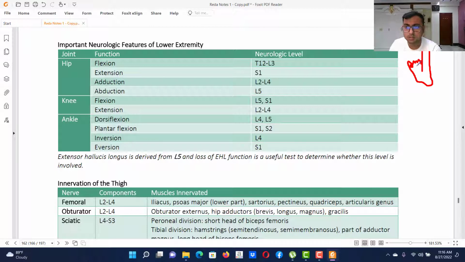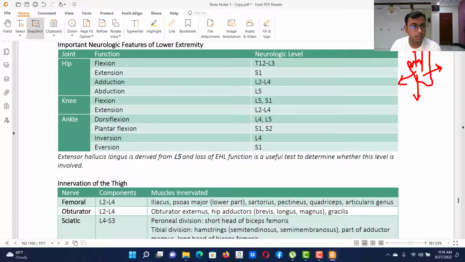So this is the leg. Dorsiflexion means the foot goes upwards. Plantar flexion means the foot goes downwards. Eversion means the foot must go laterally, and inversion means medially.